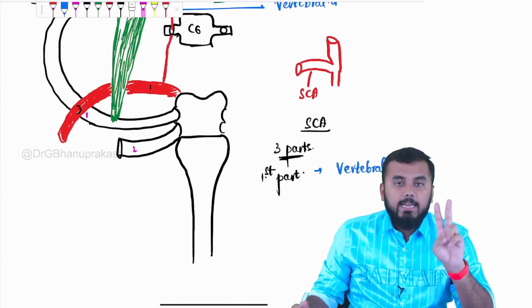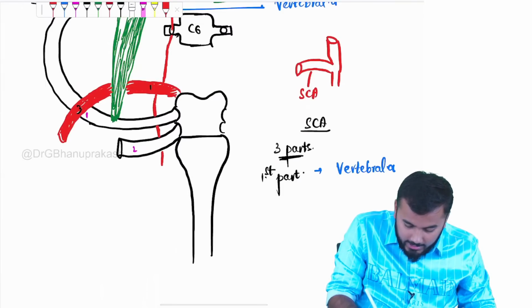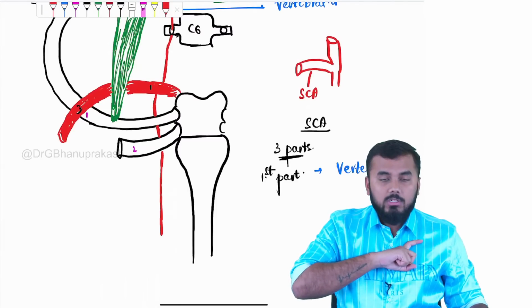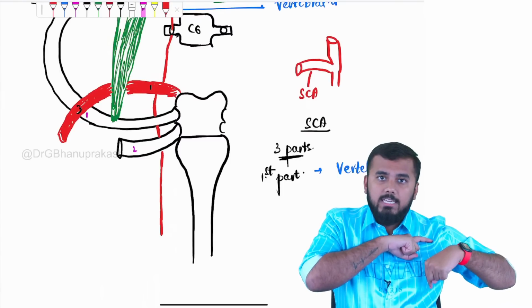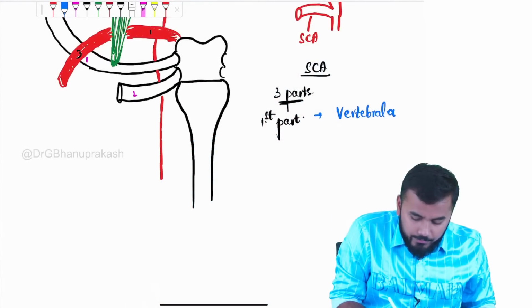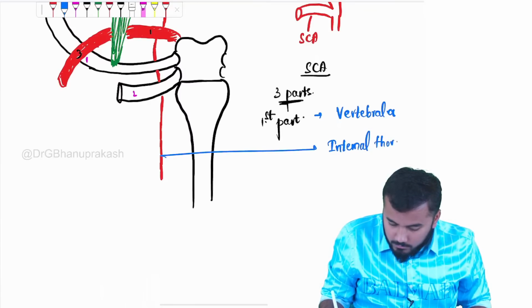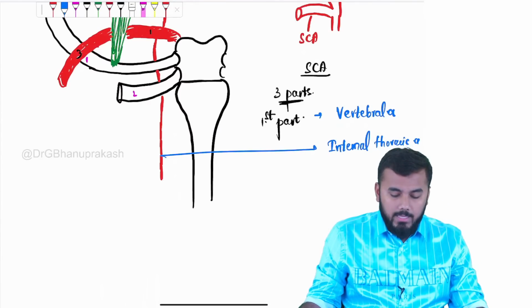What is the second artery? The second artery comes down like this, all the way down here. If this is my subclavian artery, all of you concentrate, the second artery is descending down into the thoracic cavity, isn't it? If this artery is descending into the thoracic cavity, then can I call it the internal thoracic artery? Yes. So the second artery is called the internal thoracic artery. Clear, everyone?